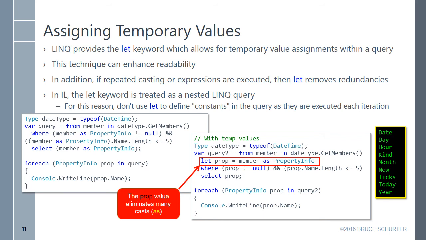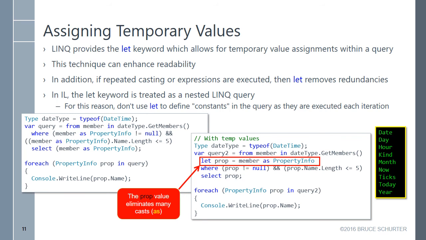From there, we say select member as PropertyInfo. Again, we've had to cast it using a direct cast as command 3 times now. We did it twice in the where clause and once in the select. Then we can loop through the PropertyInfos and print out the property names, which you can see on the right. We had Date, Day, Hour, Kind, Month, Now, Ticks, Today, and Year. Well, in the second example, what I did after declaring dateType again, we have query2, and then we say from member in dateType.GetMembers, so nothing's different yet.